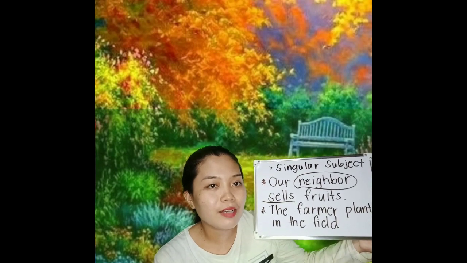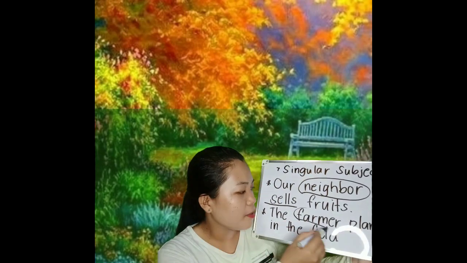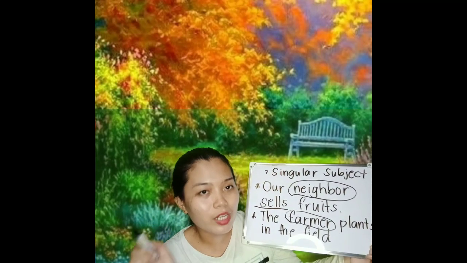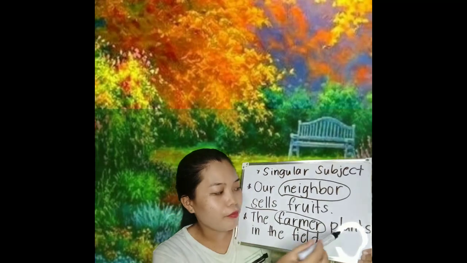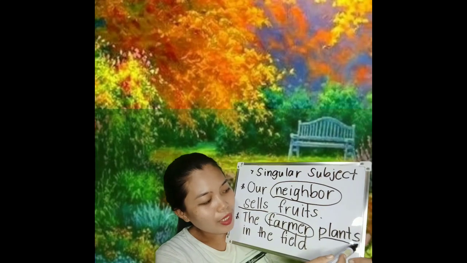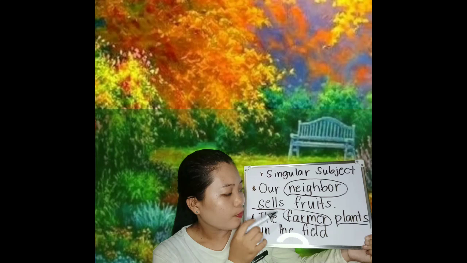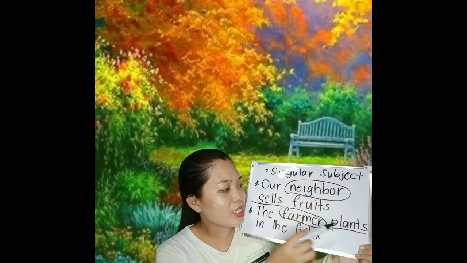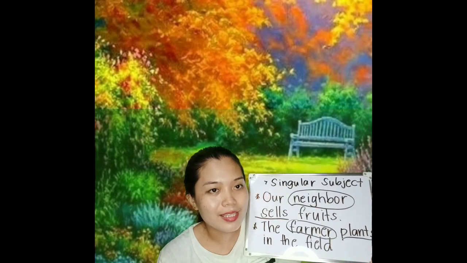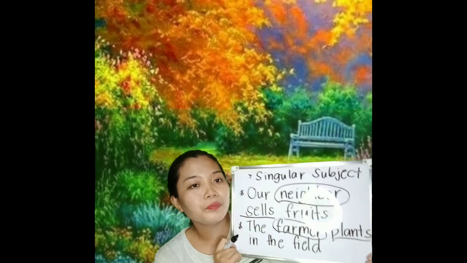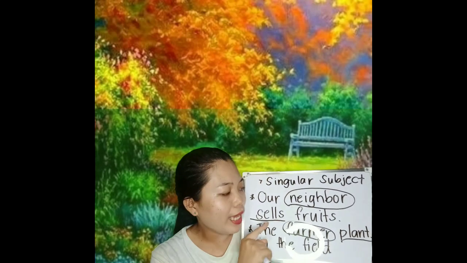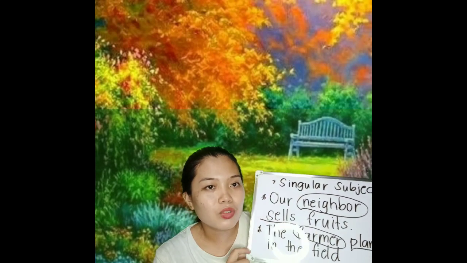So here, the farmer plants in the field. Okay, what do you think is the subject? Very good. The subject is farmer, and we will add s or es to the verb. So the verb in this sentence is plant. Okay, very good. So the farmer is singular. That's why to plant we add only s. So do you understand now? If you have a singular subject, to your verb we will add s or es.